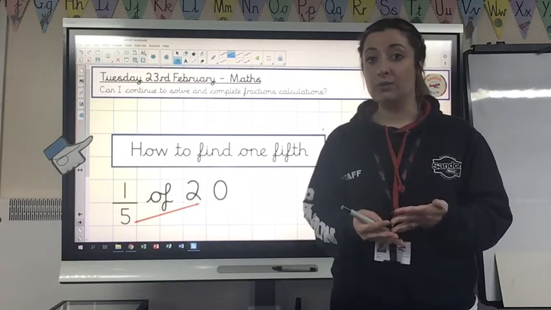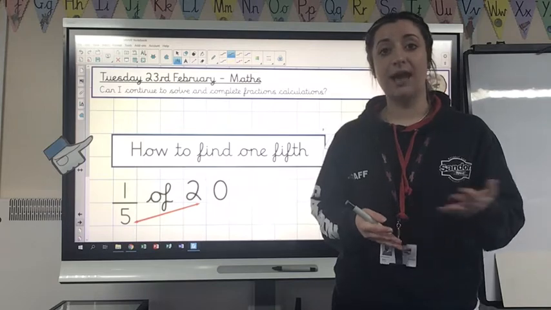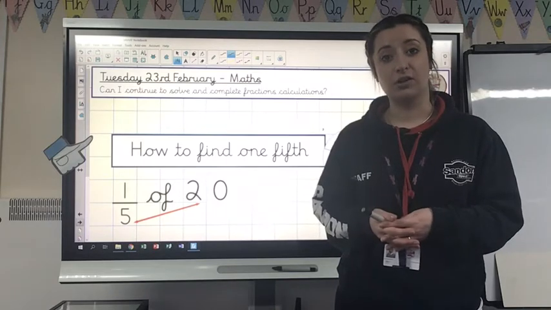So you can move on now to section 2 in your booklets, and then we're going to move on to our final part of the learning today.